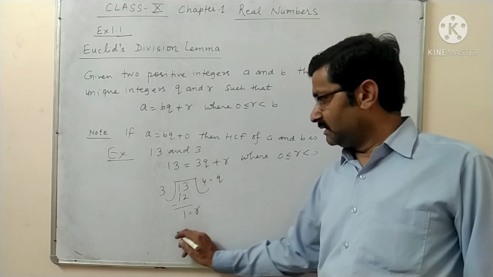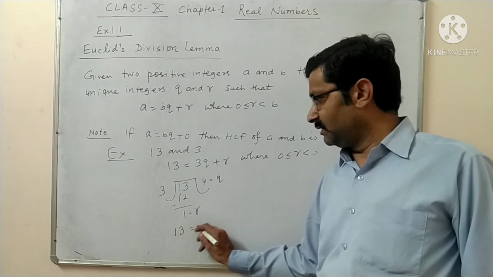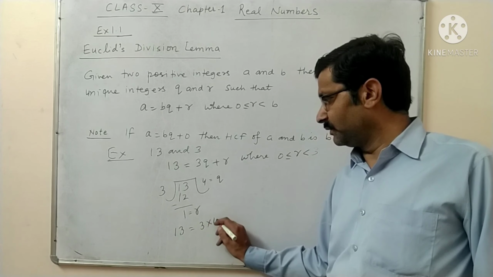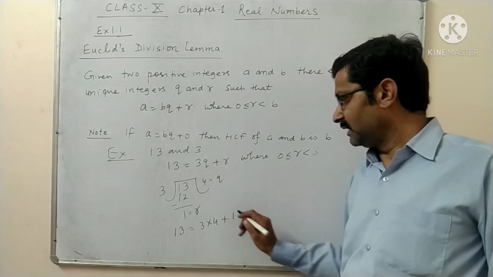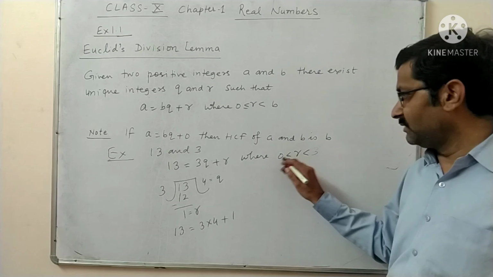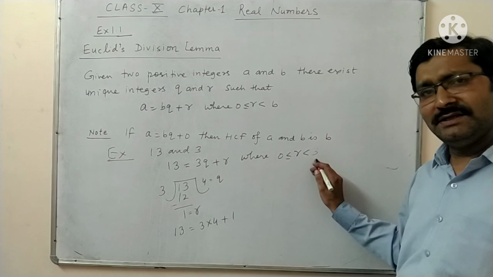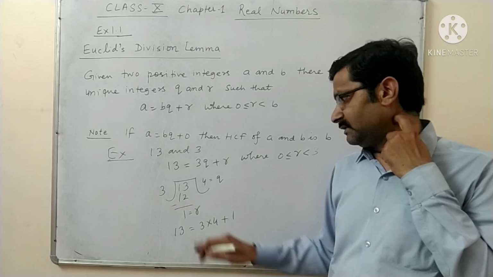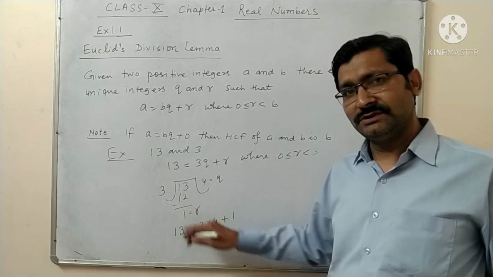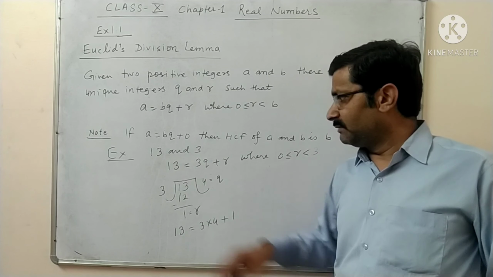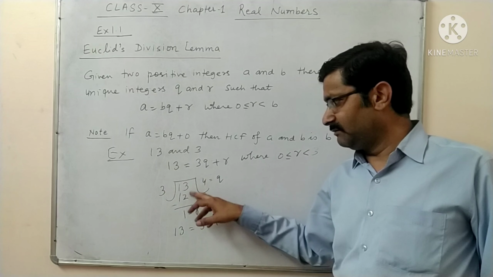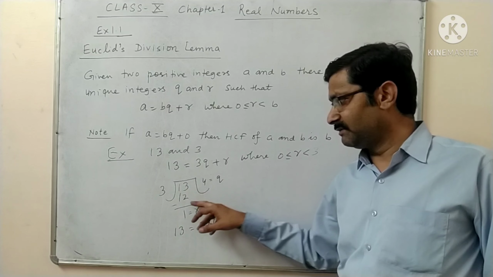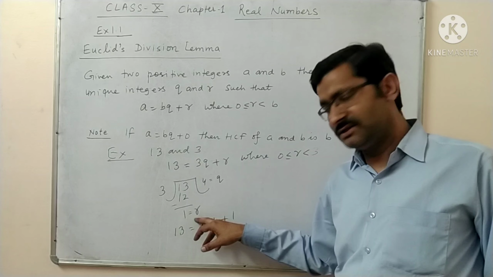So we can write 13 equals 3 into 4 plus 1, and you can check that r is greater than or equal to 0 and less than 3. In place of 13, if you have 14, the remainder is 2. If you have 15, then 3 fives are 15, so you get remainder 0.